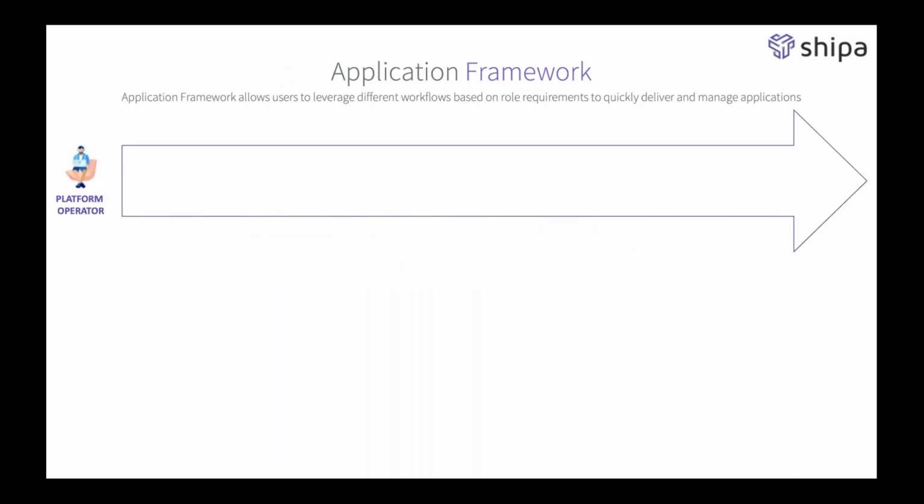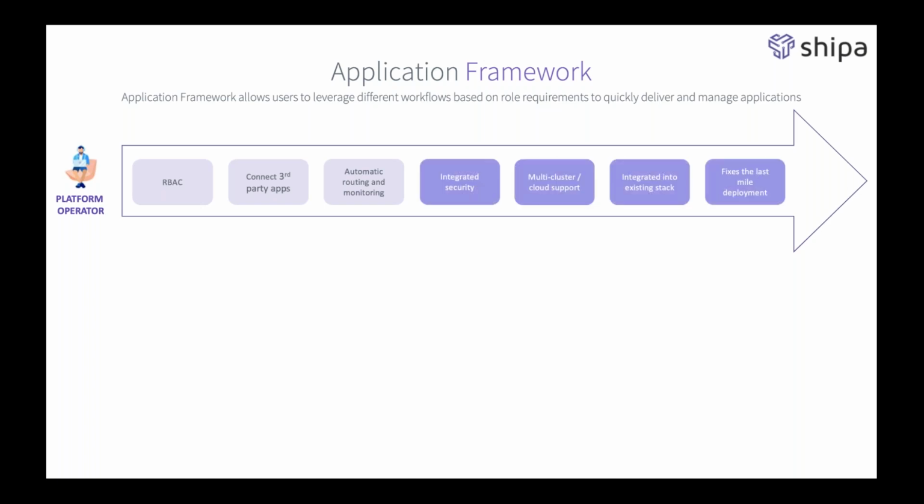And when we think of an application management framework from a platform operator perspective, you have your table stakes type of functionalities, like we saw before, such as RBAC, connections to third-party apps, automatic routing and monitoring. And these are great, but they are not enough to be called an application framework. They need to have integrated security. They need to have multi-cluster support, because the reality is, if you start using Kubernetes now, you're probably going to add different clusters, either in the same cloud or different cloud vendors, managed Kubernetes clusters and so on. And it needs to be integrated into your existing stack, right?